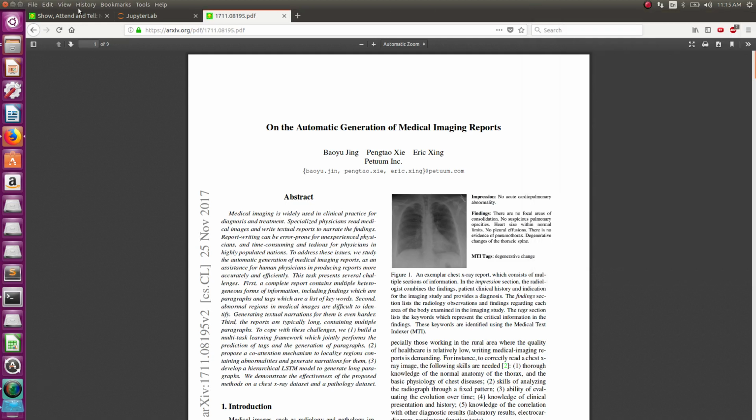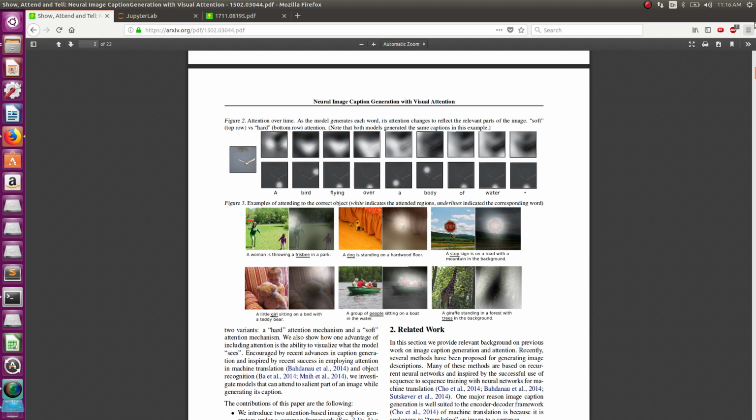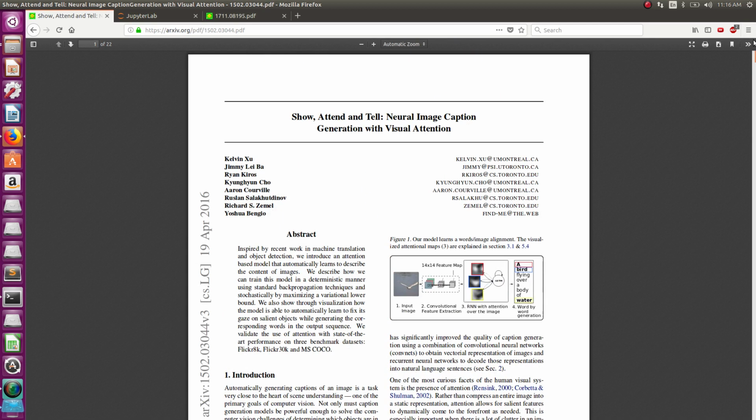So this is the video demonstration for the programming club project done in the summer of 2018. The aim of our project was to implement a state-of-the-art algorithm for generating captions from images. So we chose to implement the algorithm described in this paper called Show, Attend and Tell. The algorithm consists of two parts, an encoder and a decoder.